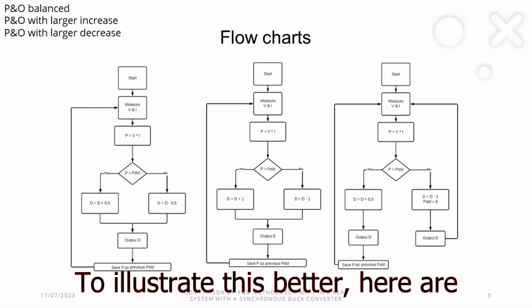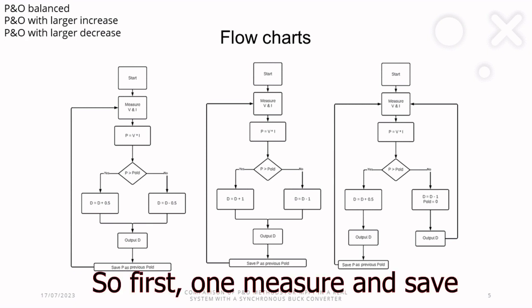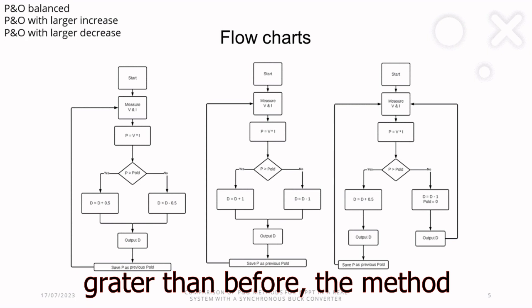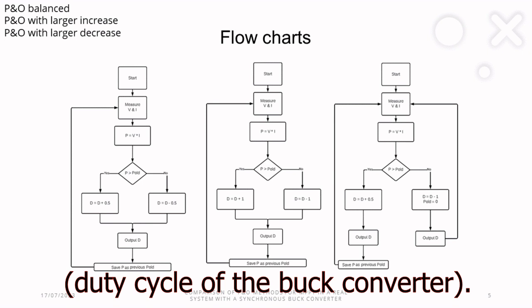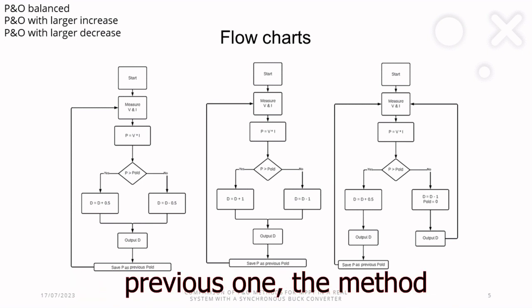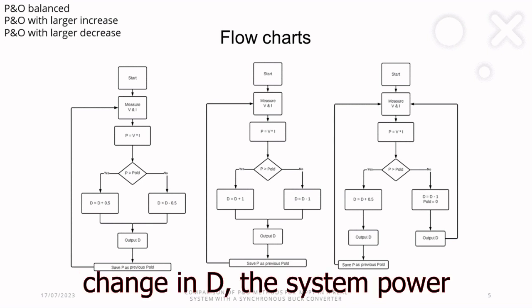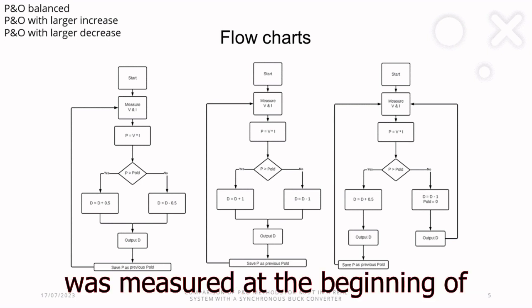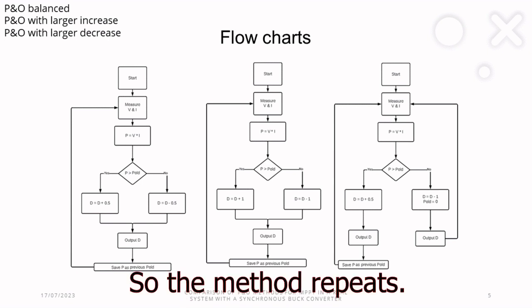To illustrate this better, here are flowcharts of the Perturb and Observe algorithm. So first, one measures and saves the output power. If this power is greater than before, the method increases the control variable D, the duty cycle of the buck converter. If the power is lower than the previous one, the method decreases the variable D. After this change in D, the system power changes, and finally the power that was measured at the beginning of the method is saved as the previous power, so the method repeats.